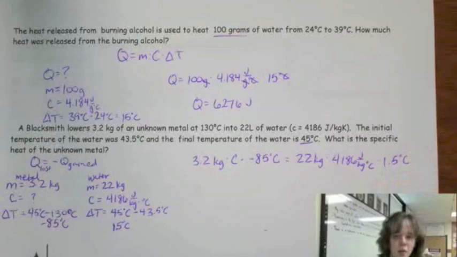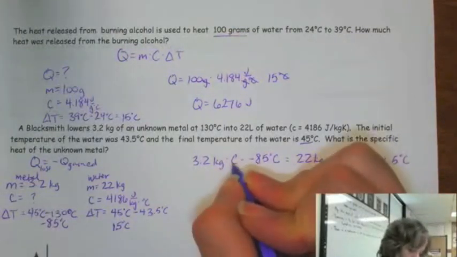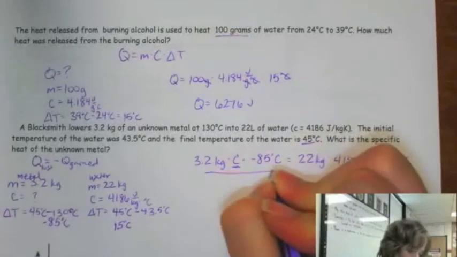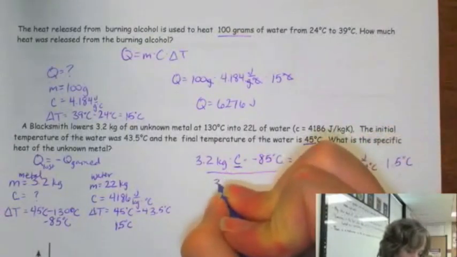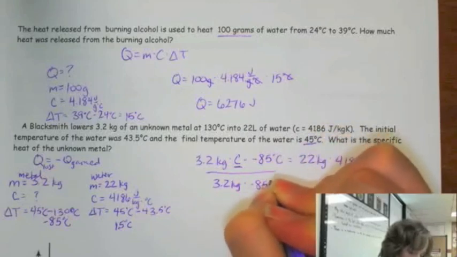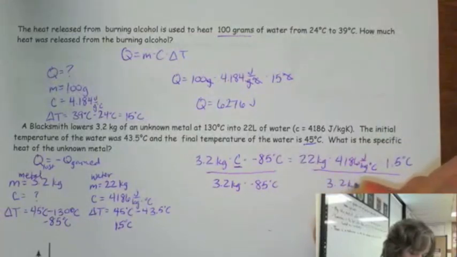So now we want to get everything reorganized. We're trying to get C by itself. We want to know the specific heat of our metal. So to do that, we have two options. We can either multiply our numbers and then move things, or move things and then multiply. I personally like to move things first in this case. So we're going to divide on this side because we're trying to get C alone. We've got to divide out our 3.2 kilograms, and we've got to divide out our negative 85 degrees Celsius. We're going to do the same thing on the other side. So that's 3.2 kilograms, negative 85 degrees Celsius.